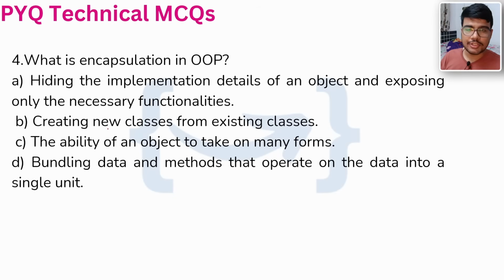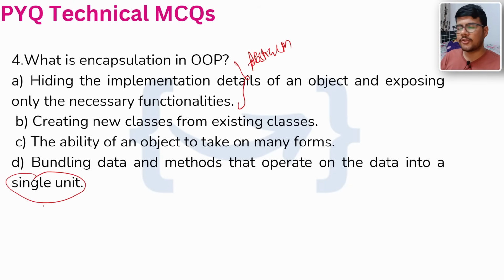What is encapsulation in OOP? Hiding the implementation detail of an object and exposing only the necessary functionality. I know you know that this is the definition of abstraction. Creating a new class from an existing class? No. The ability of an object to take many forms? I think we are talking about polymorphism here. Bundling data and methods that operate on the data into a single unit. Once you saw that single unit, that is the right option for encapsulation.